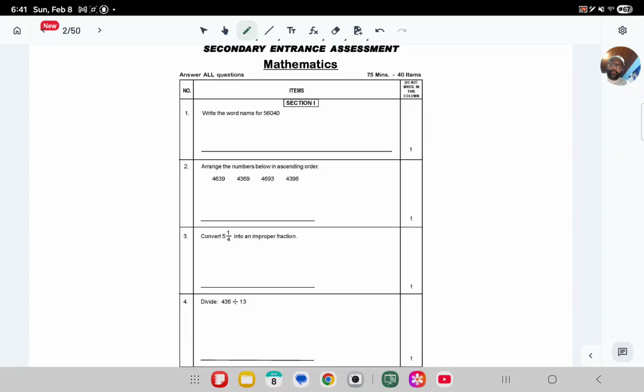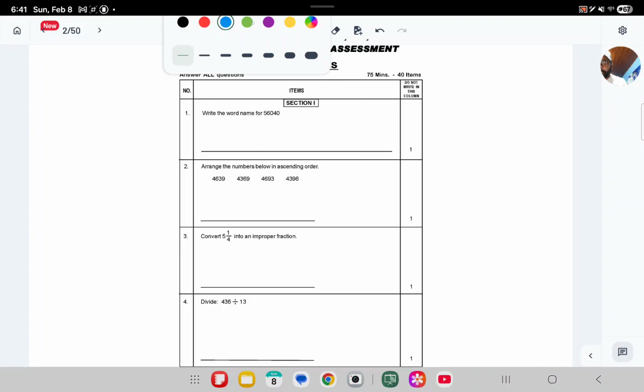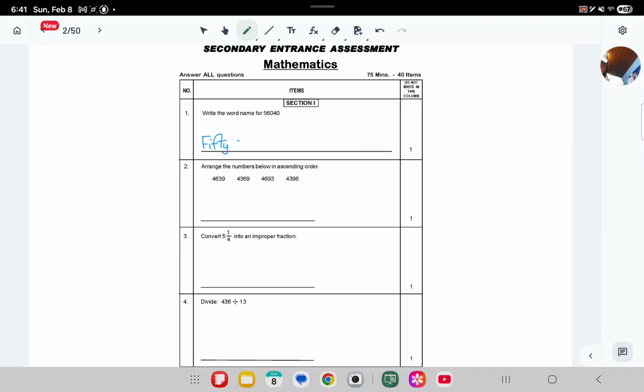First question, write the word name for 56,040. Alright, 56,040. Remember, we read the tens and ones together, and we also read the tens of thousands and the thousands together. So that's how we got 56, and that's how we got the 40.